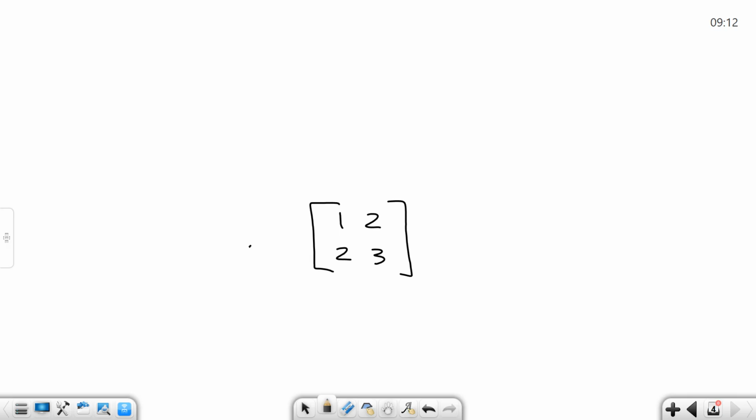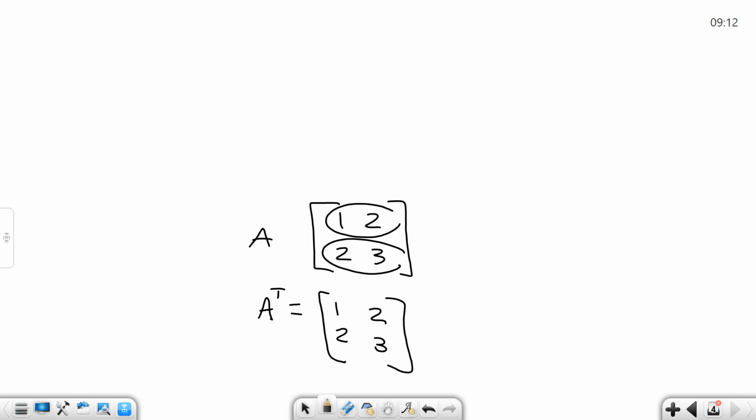Okay, so if this was A, transpose would be writing this and writing this. So if A and A transpose are equal, that means it's symmetric. And so I think of it this way. If those two values are the same, when you write them as the transpose, they end up being symmetric.